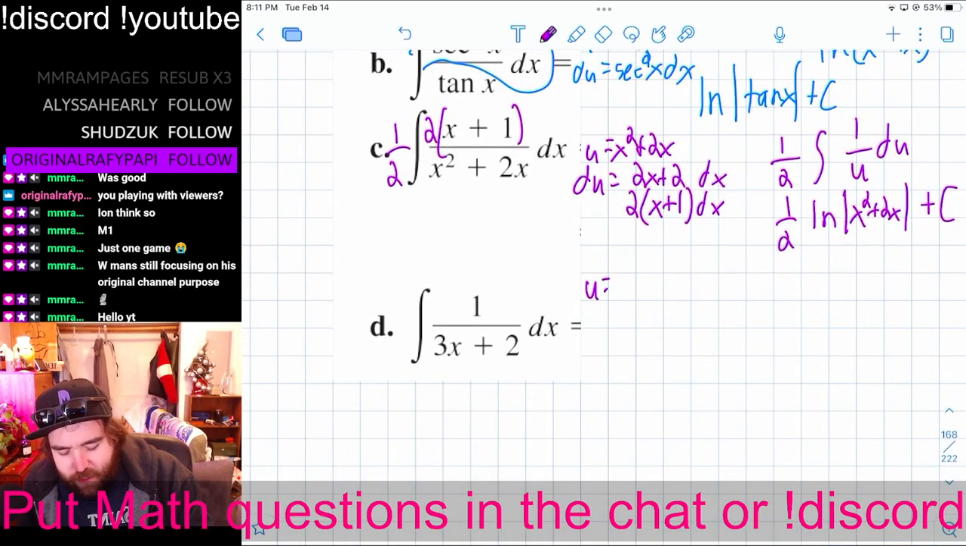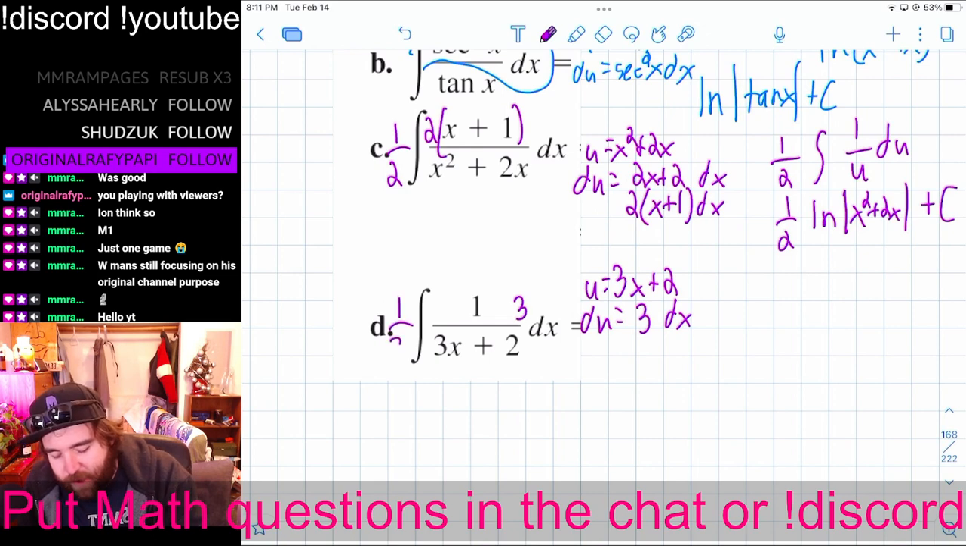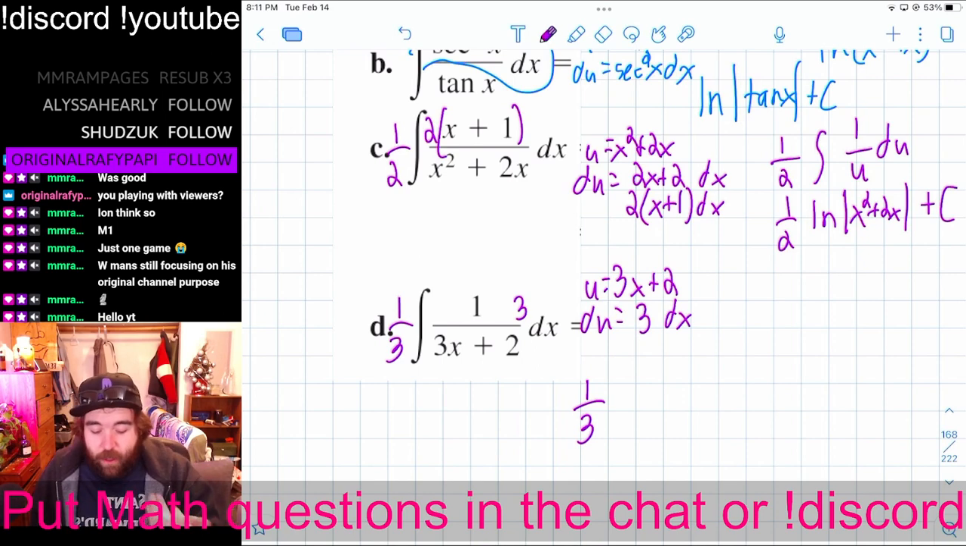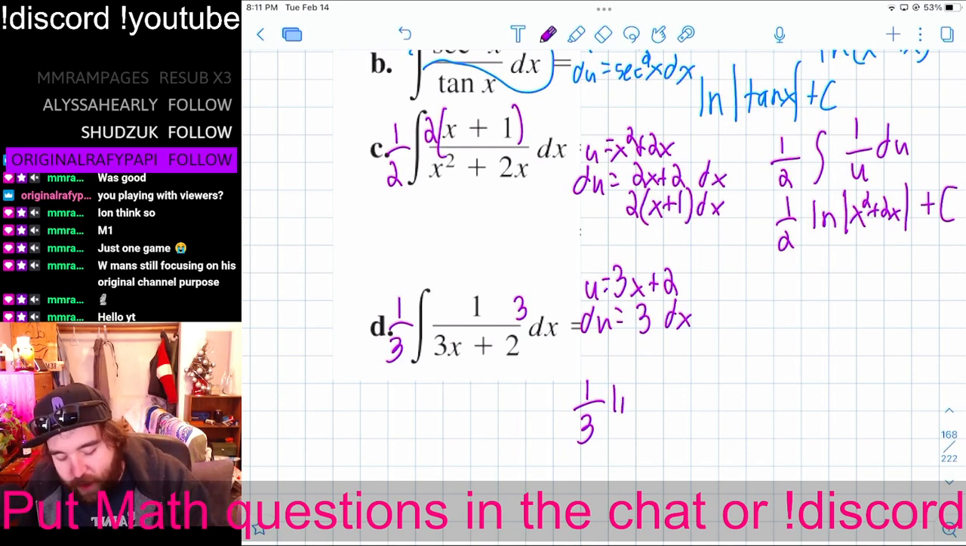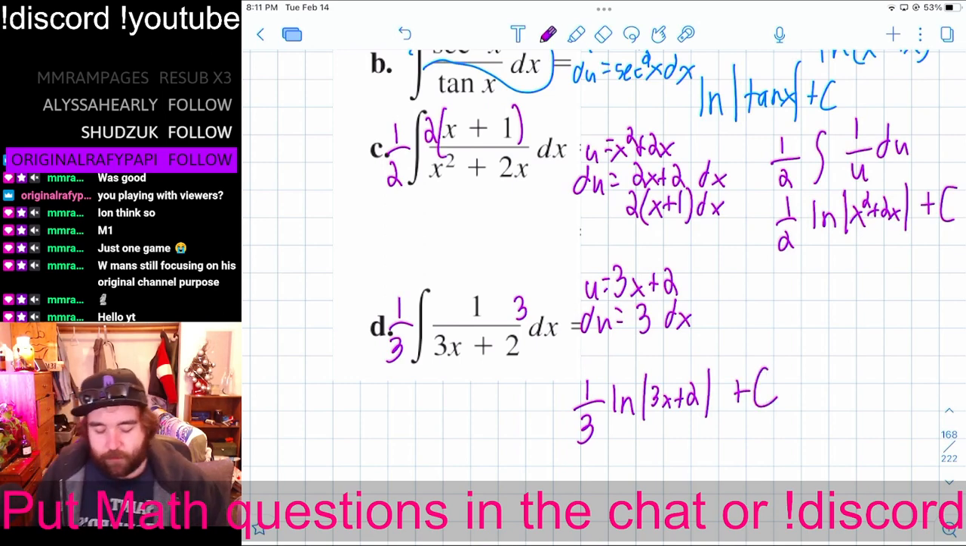And then d is almost like going backwards. This is like the second problem we did about this. So we just go u equals 3x plus 2. du is 3 dx. So we're missing the 3. So we pop in the 3, divide by the 3 on the outside. We have 1/3. Take the integral, ln of u. So ln of 3x plus 2 plus c.